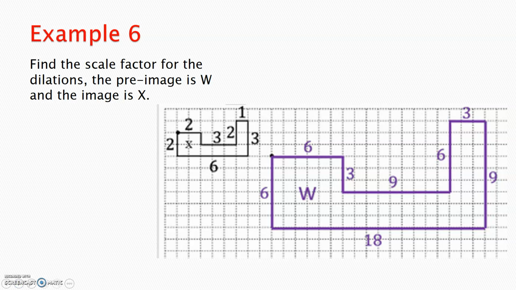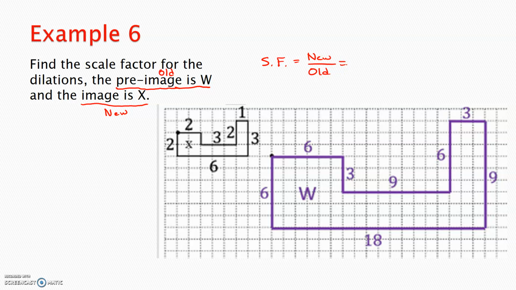Okay. Example 6. Find the scale factor for the dilation. The preimage is W. Okay, so again, the preimage, keyword there, is W. And the image is X. All right, take a second, see if you guys can find the scale factor. All right, so if the preimage is W, that means pre means before, so that's the old one. Okay, the image is going to be the new one. So my scale factor is new over old.